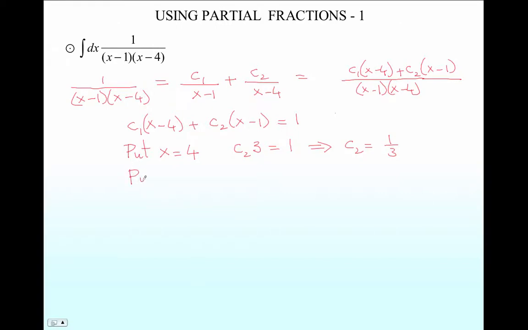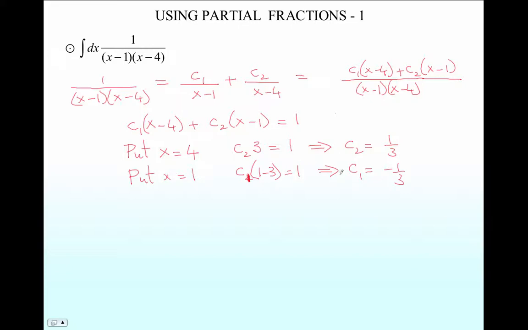Next, I'll put x equal to 1, and you see I've put the values of x looking at the denominators over here, 1 and 4. So now I have C1 into 1 minus 4, which is minus 3, equal to 1. And that gives me C1 equals minus 1/3.